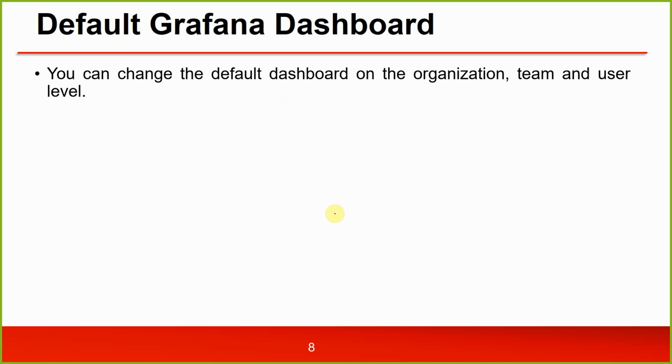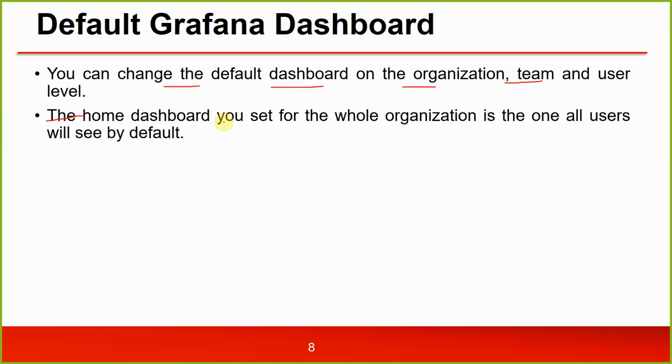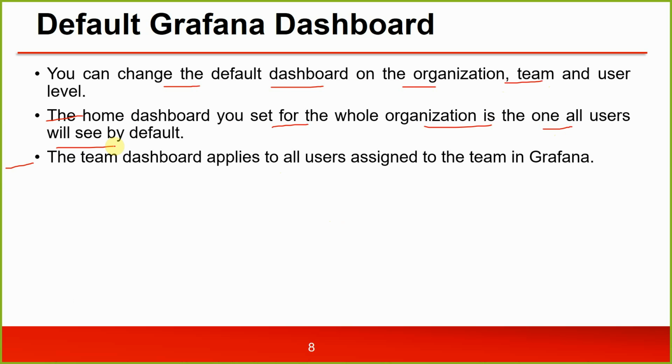The default Grafana dashboard. You can change the default dashboard on the organization level, team level, and user level. The home dashboard you set for the whole organization is the one all users will see by default until they set their own dashboard. The team dashboard applies to all users assigned to the team in Grafana.